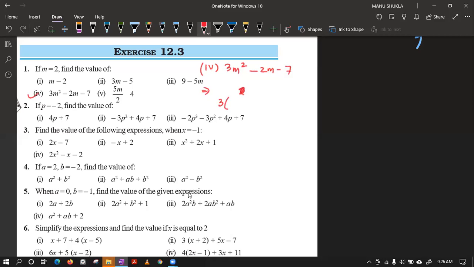So 3 into 2. Sir, are you cooking brinjal? Oh, Abhas. Better let the school open. Then we will talk about all these things.